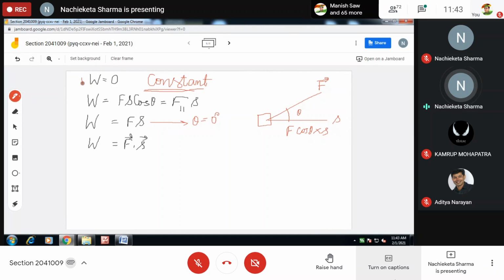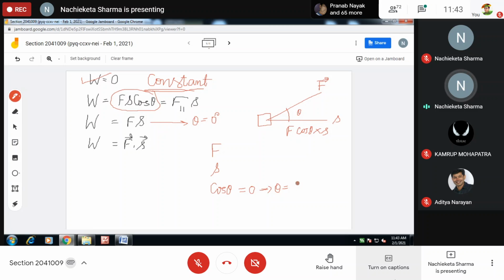So now coming to W is equal to 0. Look at that. On the right hand side there are three terms. What are the terms? F. What is the other term? S. And what is the third term? Cos theta. If any one of them is 0, then W will be 0. So we'll take from the below. When cos theta is equal to 0, what does it imply? It implies that theta is equal to 90 degree. And what is angle theta? Theta is the angle between force and displacement.